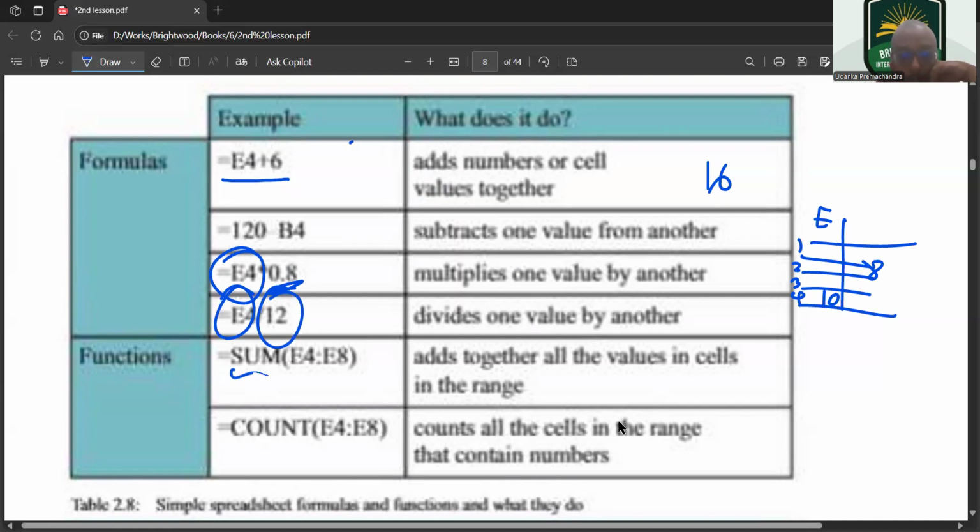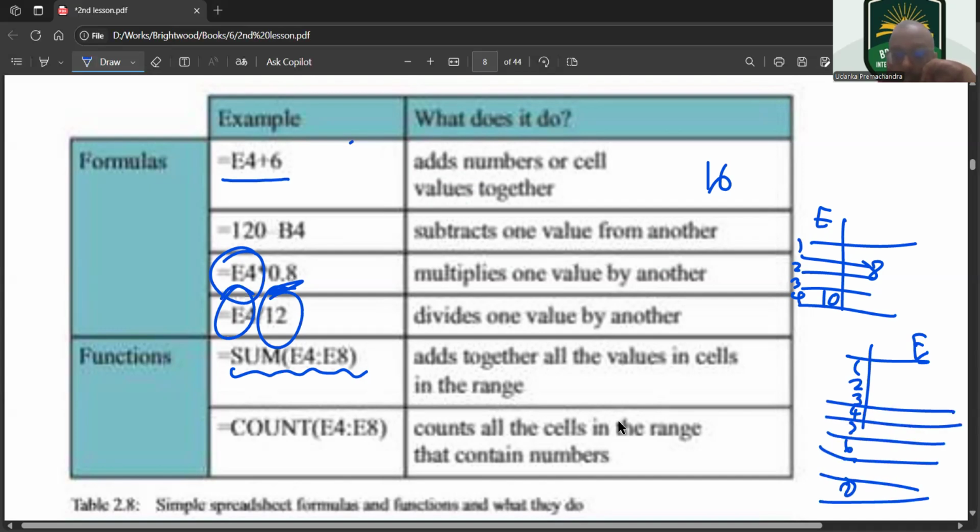Some functions are used for an exact range, as I discussed last day. I will show it with the practical, okay, don't worry. We can take the exact range, like here, actually E4 to E8. 1, 2, 3, 4, 5, 6, 7, 8. They consider all the values from E4 to E8. We will do more and more with the practical.